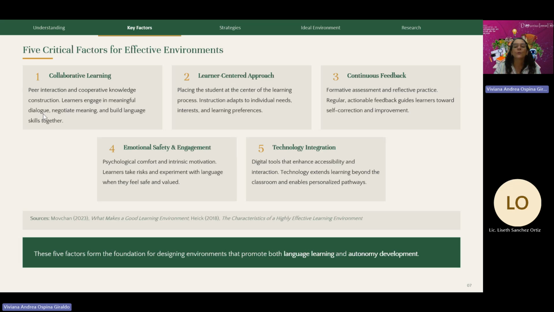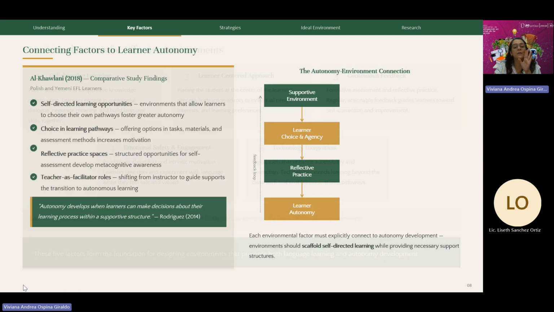And of course, we need to integrate technology because nowadays, technology extends the learning beyond the classroom and helps the students have learning that is tailored for them. So the professors, the teachers are personalizing those teaching pathways so that the students can learn in their own way.